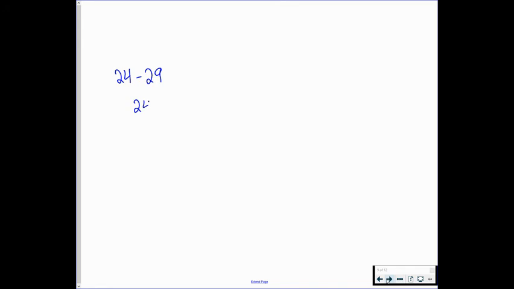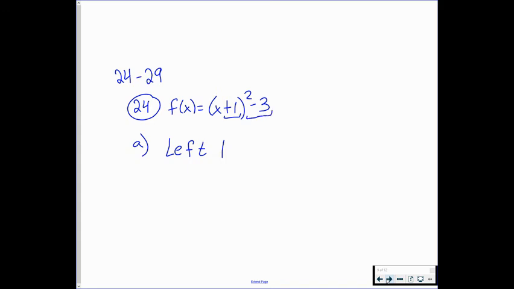On question 24, we're given the function f of x equals (x plus 1) squared minus 3. First, we're going to state the transformations that occurred to make that function. The plus 1 on the inside tells us that we took the graph and moved 1 unit left. The minus 3 tells us to move the graph down 3 units. So those are the transformations that occurred.